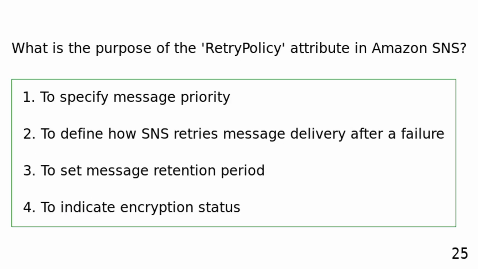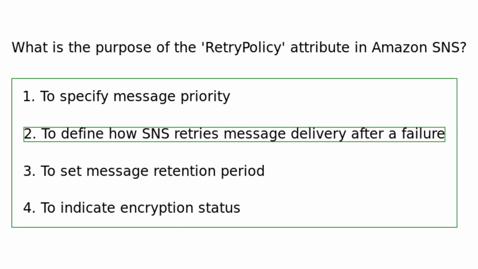distribution. What is the purpose of the retry policy attribute in Amazon SNS? To specify message priority. To define how SNS retries message delivery after a failure. To set message retention period. To indicate encryption status. The retry policy attribute in Amazon SNS defines how the service retries message delivery after a failure, including settings like maximum receive count and visibility timeout.